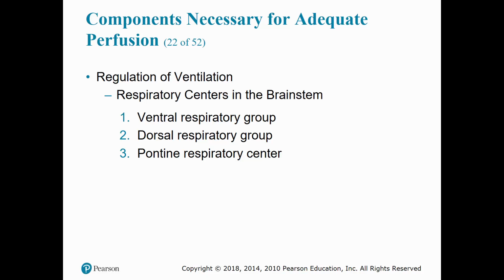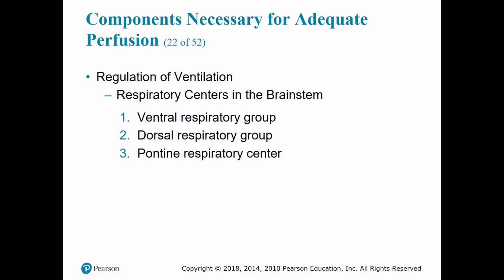There are three respiratory control centers that are contained within the brainstem: the dorsal respiratory group, or DRG, the ventral respiratory group, or VRG, and the pontine respiratory center. The ventral respiratory group and dorsal respiratory group are located within the medulla oblongata in an area referred to as the medullary respiratory center. The pontine respiratory center, also referred to as the pneumotaxic center, is located in the pons of the brainstem.